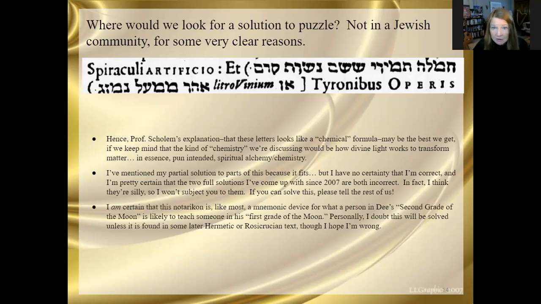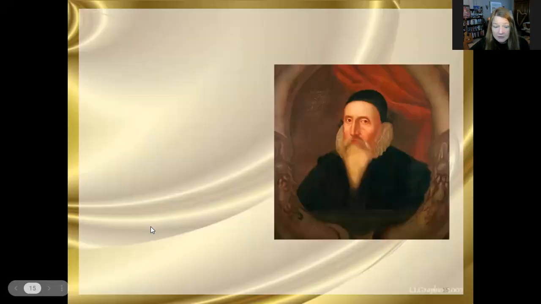But I am certain that this Notaricon is, like most of the Monas Hieroglyphica, a mnemonic device. In this case, for what a person in Dee's second grade of the sun would likely teach someone in his second grade of the moon, his first grade of the moon. So I hope I'm wrong, but I don't think that's ever going to be solved. I still think we can understand the hieroglyphic monad without it. Okay, what else here?